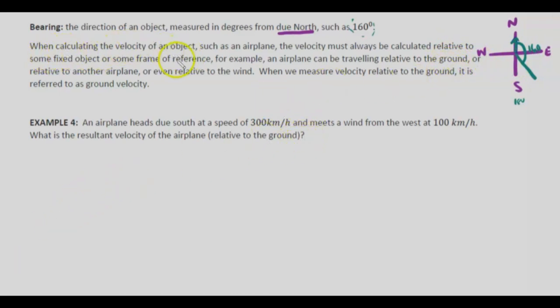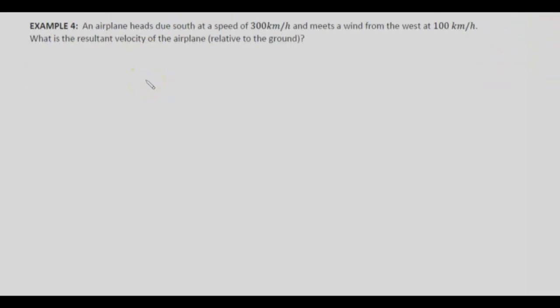So when calculating the velocity of an object, such as an airplane, the velocity must always be calculated relative to some fixed object, or some frame of reference. For example, an airplane can be traveling relative to the ground, or relative to another airplane, or relative to the wind. So it's always going to be relative to something. When we measure velocity relative to the ground, it's referred to as ground velocity. So that's just a special definition or wording that you're going to see. Okay, so let's try example 4. An airplane heads due south.